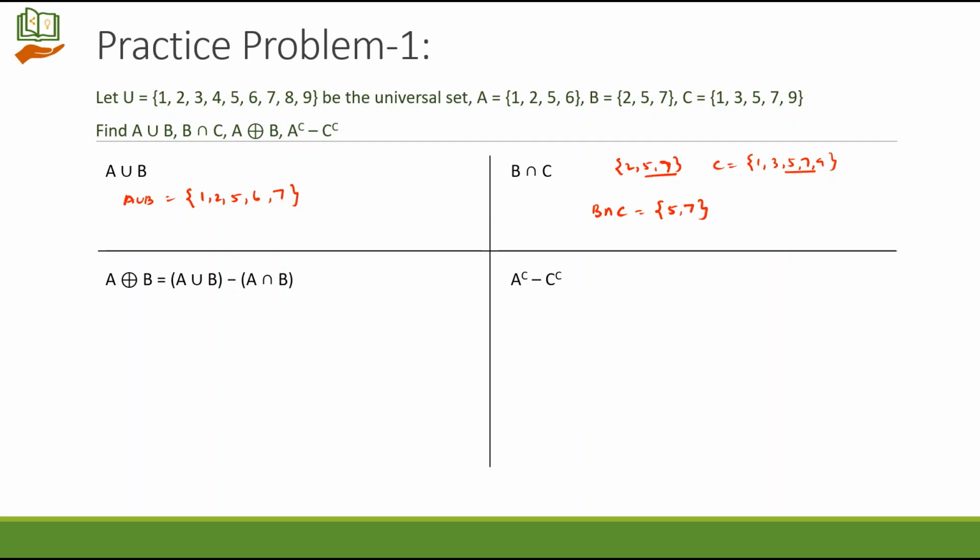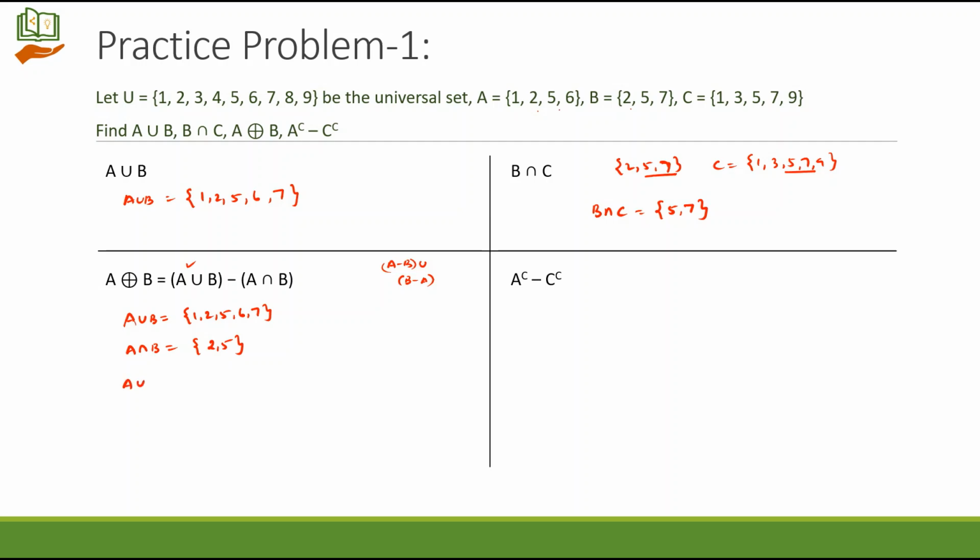What about A symmetric difference B? So you have two ways to do it. One is A union B difference A intersection B, or you can have A minus B union B minus A. I am just carrying on with this part. We know A union B we have already computed in the above part. What about A intersection B? What is common between A and B? We have 2 and 5 as common in A and B. So let it be 2 and 5.